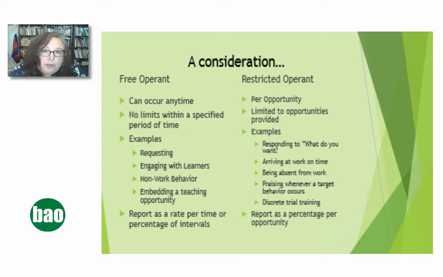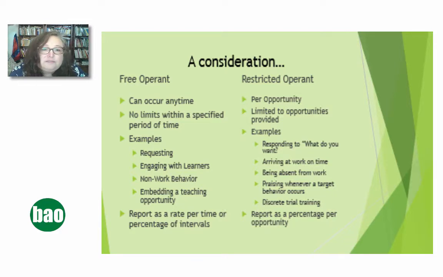I thought this would be a good point in the course to talk a little bit about a fairly common measurement area of confusion among a lot of behavior analysts. To discuss this, I think it's helpful to first talk a little bit about free operants versus restricted operants. A free operant can occur at any time. There's no limits to how much the behavior can occur within a specific period of time. And a restricted operant, I always think of that as per opportunity. So you're limited to the opportunities that are provided. That's what a restricted operant would be.